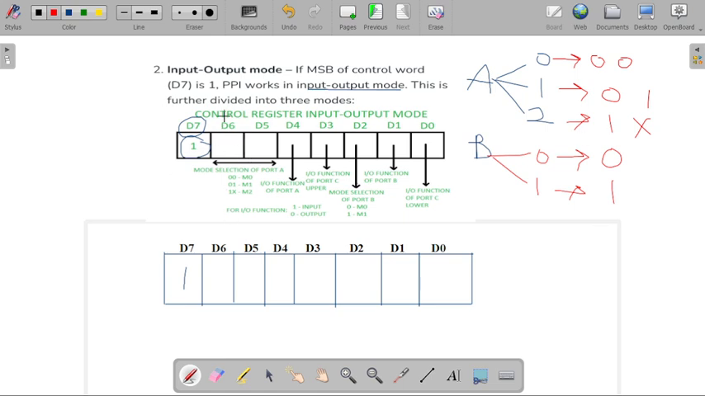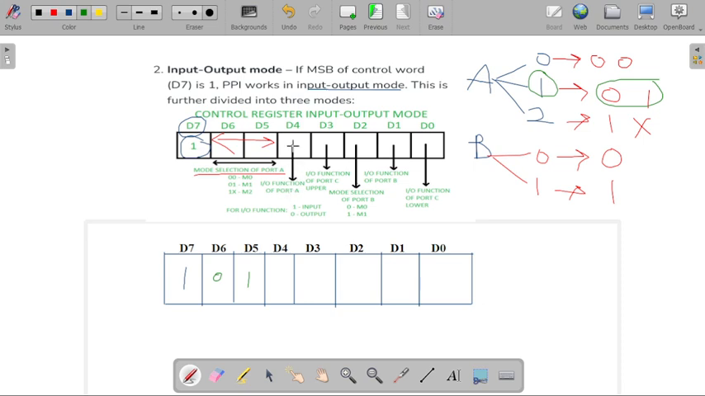Now in this diagram you can see the D5 and D6 bits, and they indicate the mode selection of our port A structure. So whenever I am selecting mode number 1 for our port A structure and group A structure, I am writing 0 and 1 in our D5 and D6 bits. So the D6 bit will be set to 0 and the D5 bit will be set to 1.